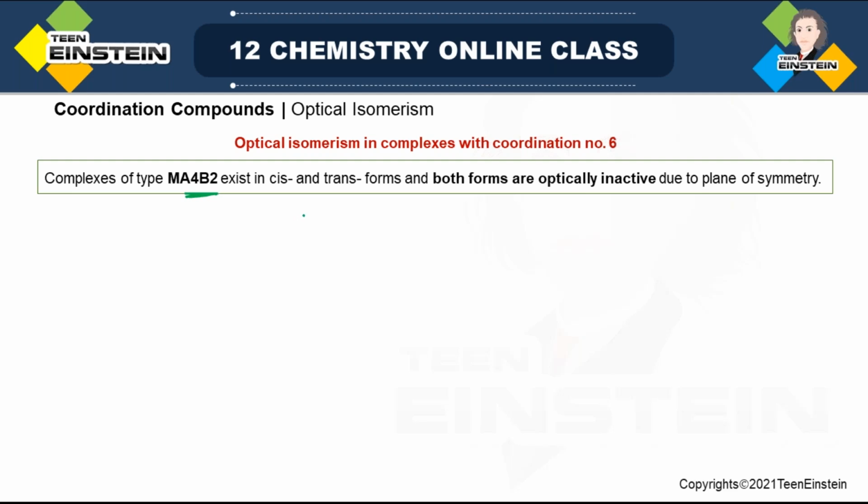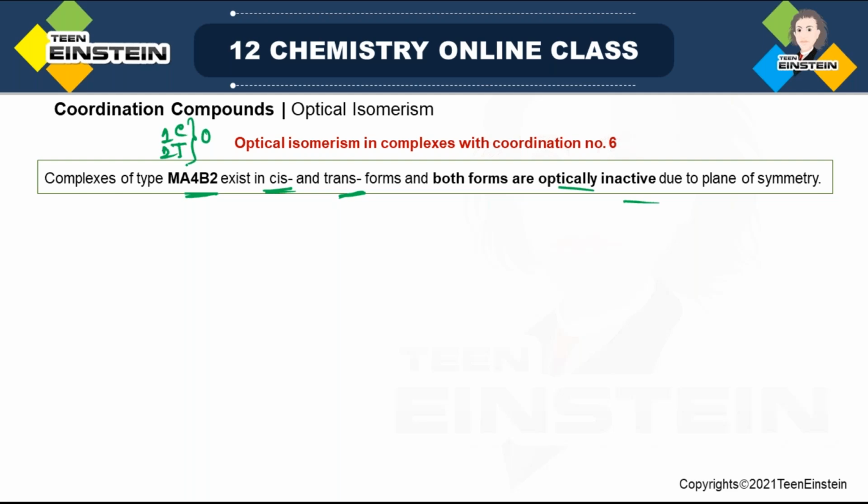It can exist in cis and trans, that we have seen in the geometrical isomerism slide, right? Because cis-trans has nothing to do with optical isomerism. It is all about GI, geometrical isomerism. So this can show these two types of GI, but both these forms are optically inactive. So for this type of complex, you will have one cis and one trans, but zero optical isomers. That is why if it is asked how many geometrical isomers are possible for this complex, the answer is 2.